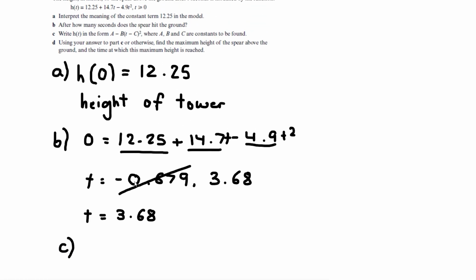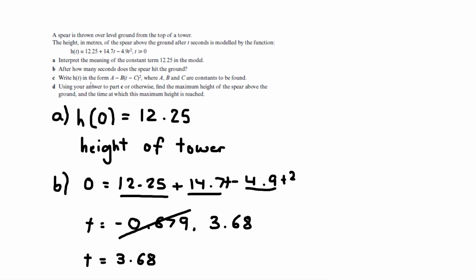So let's do part C now. Write h of t in the form a minus b t minus c whole squared, where a, b, and c are constants to be found.